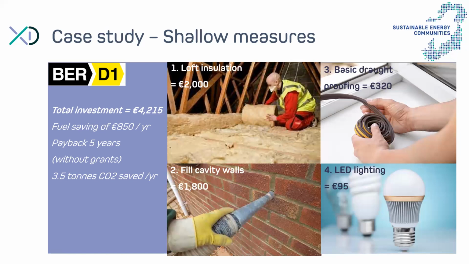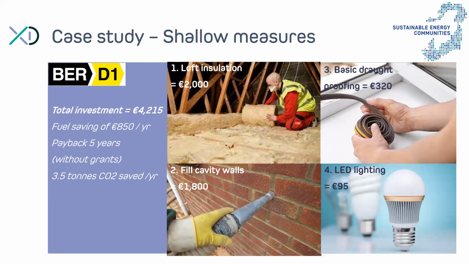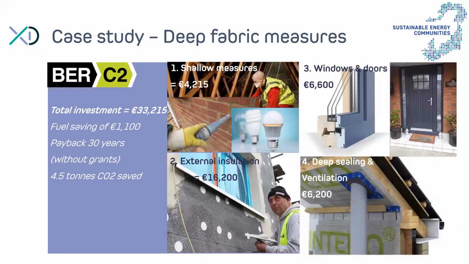So in total, we're spending maybe 4,200 euros, and we're saving about 850 euros per year. So the payback would be around 5 years of our grants, and there's about 2.5 tons of CO2 saved per year. Then we're looking at the deeper fabric measures, and sorry, I should have said that we're achieving a D1 of those shadow measures.